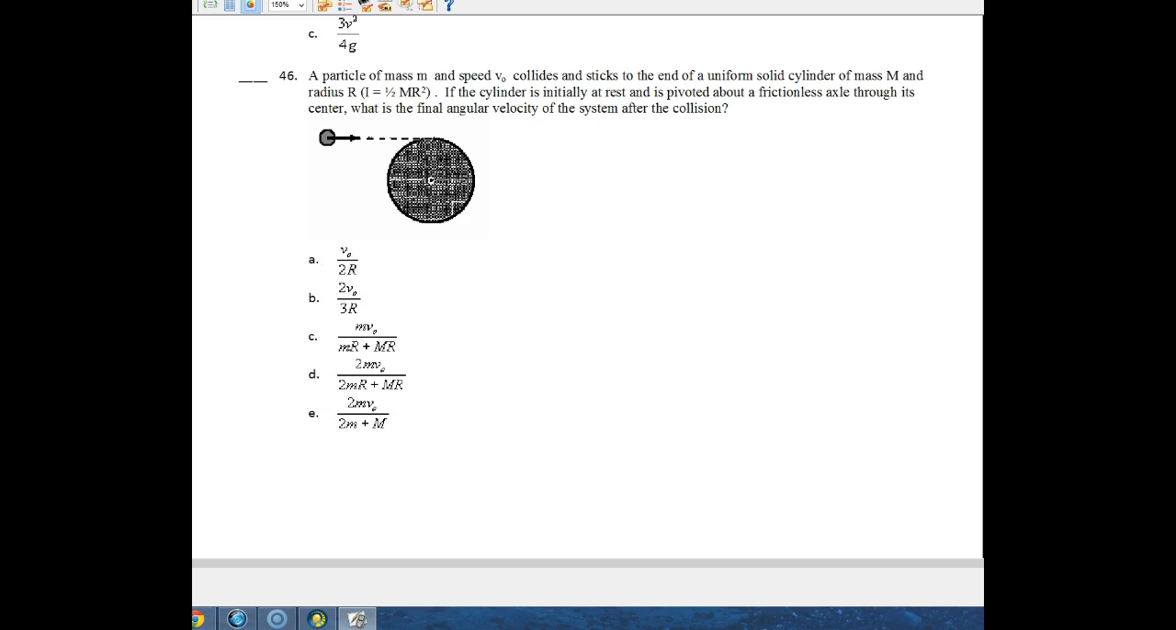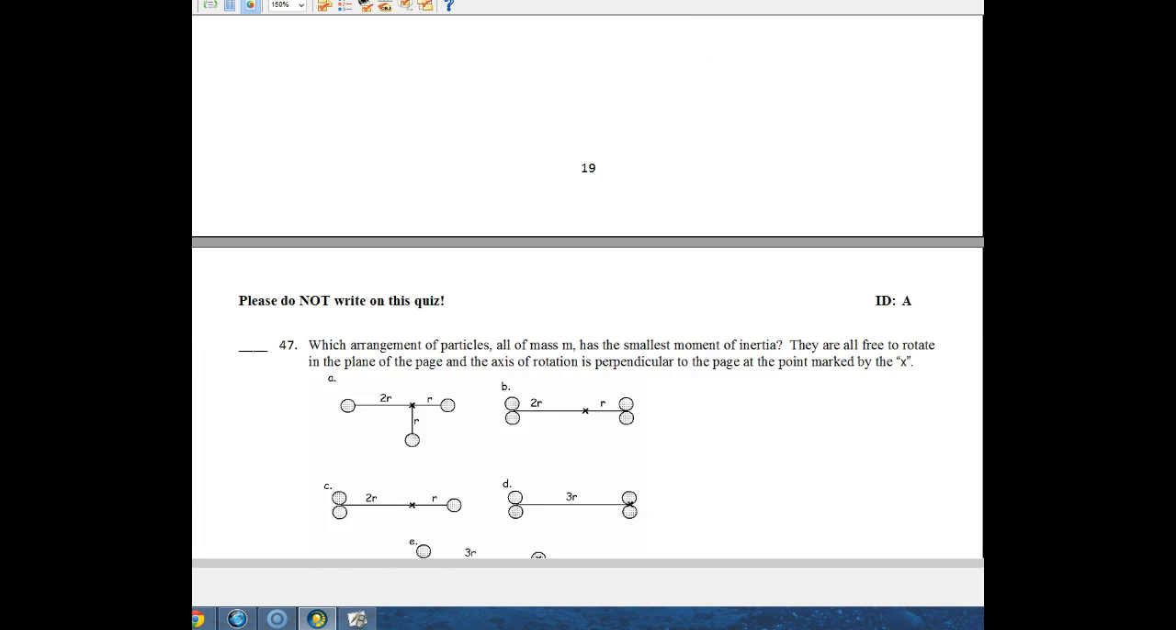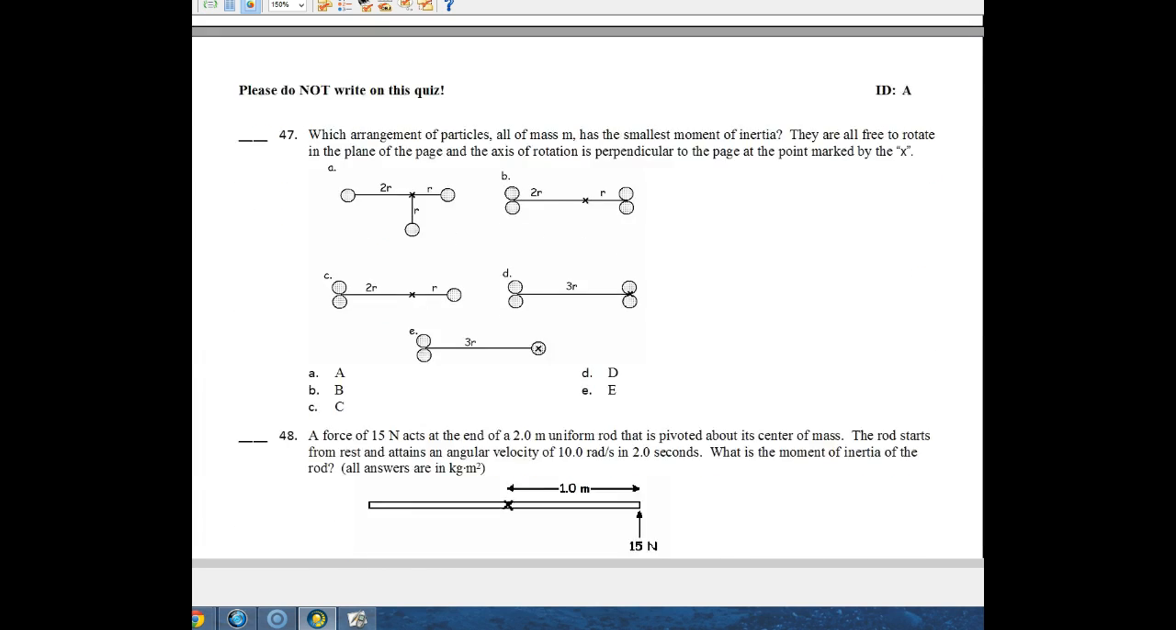For number 47, we'll go on with the next one here. It says, which arrangement of particles, all of mass m, has the smallest moment of inertia?